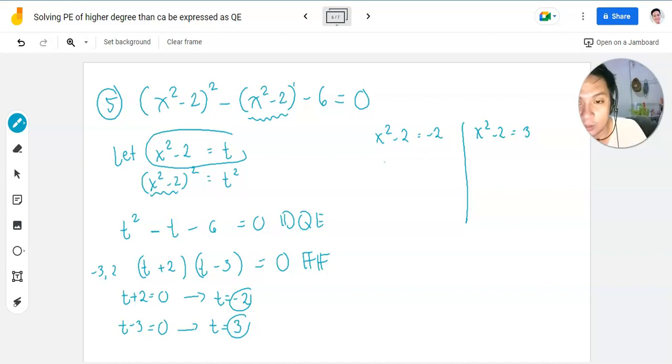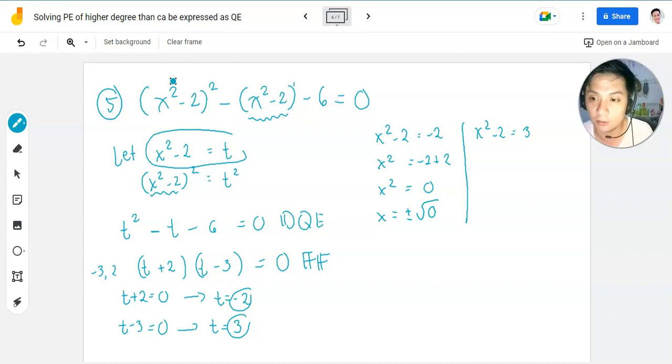So, we will isolate muna x squared, and this will be equal to negative 2 plus 2. Transpose kasi negative 2. This will be equal to, or written as, x squared equals 0. And therefore, syempre, sige, pakita lang din muna natin yung square root property. X equals positive or negative square root of 0. Ang square root ng 0 ay 0, but 0 is neither positive nor negative. So, it's simply 0. X equals 0. Okay, this is already one of the roots of the original polynomial equation.